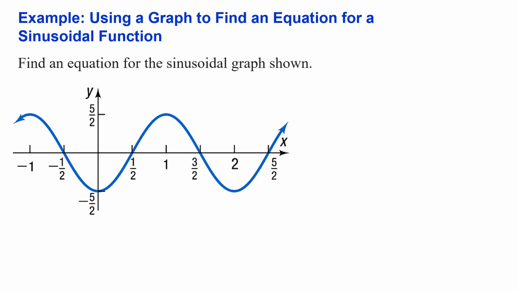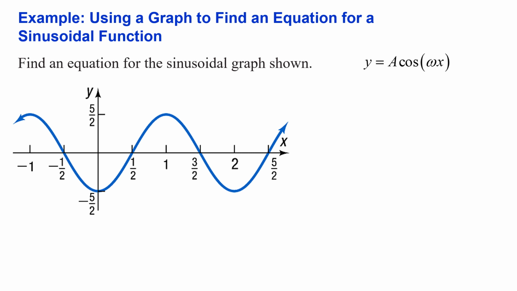So in order to find the equation, let's note where the graph crosses the y-axis. And since the graph does not cross through the origin, then I'm going to choose to represent the graph with a cosine function. Therefore, we seek to write the equation as y equals a times cosine of the quantity omega x. So let's first identify the amplitude.